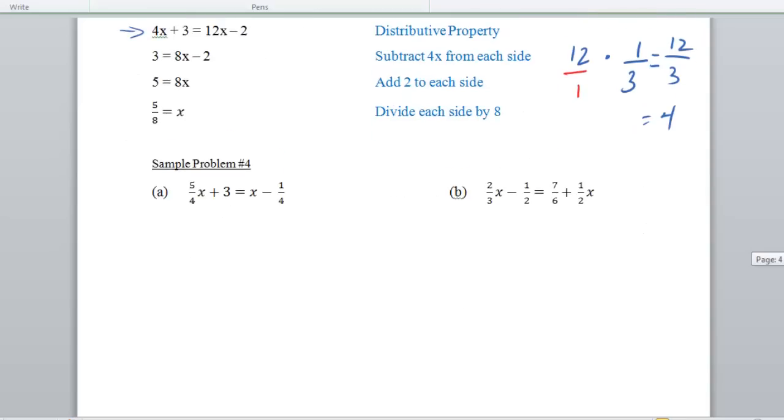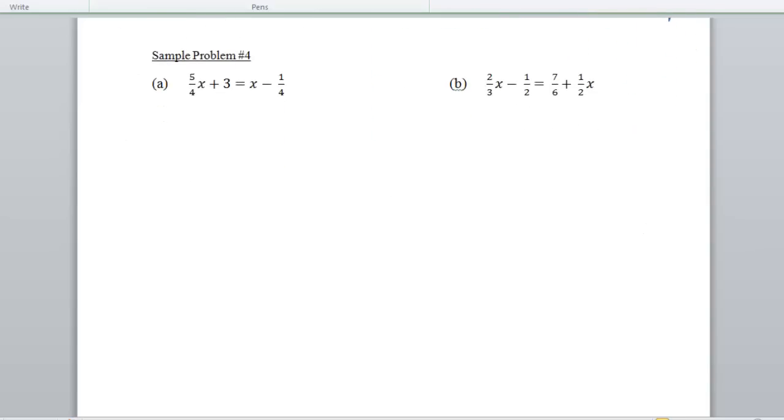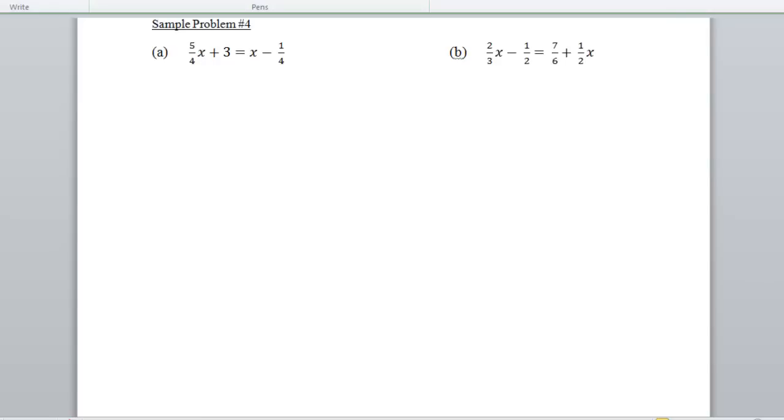So go ahead at this time for sample problem number 4 and see if you can use LCDs, least common denominators, to help clear the fractions and make these easier equations to work.